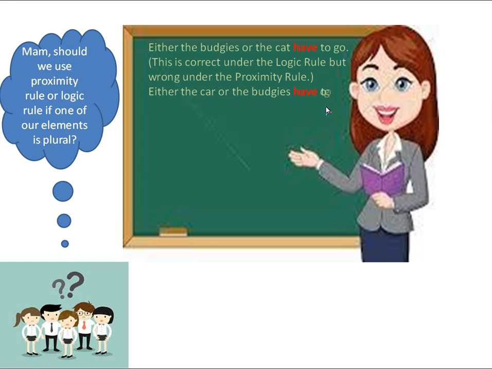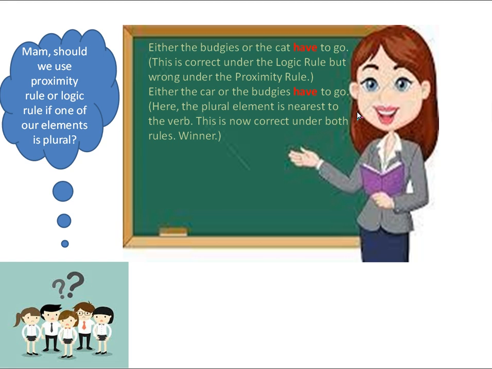So either the cat, I wrote car here, or the budgies have to go. So I deliberately put the budgies near my verb. So this is how we can satisfy both the situations. Put it deliberately. It's your way. It's your choice to write it down. Here the plural element is nearest to the verb, and this is now correct under both the rules. Right? You got to be a winner now. Let's move on.